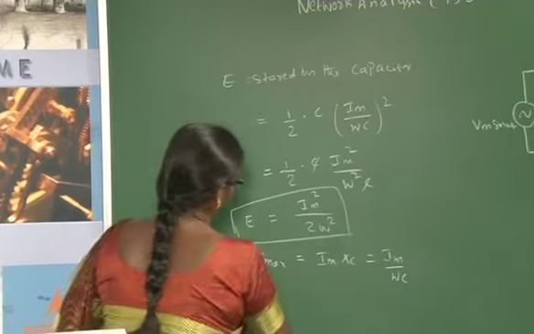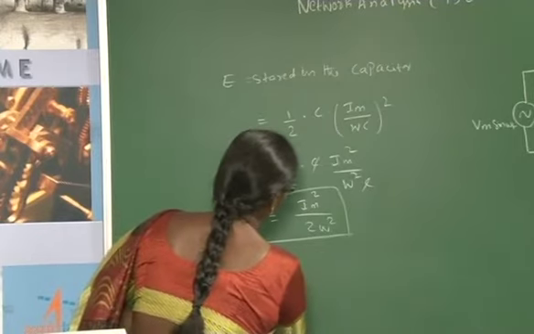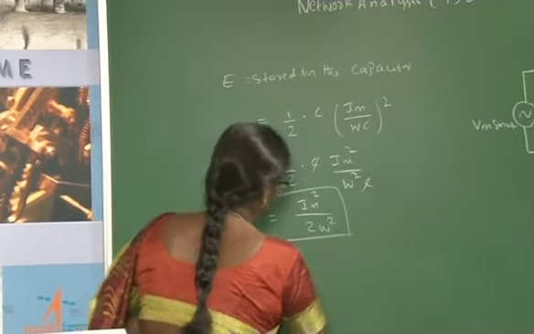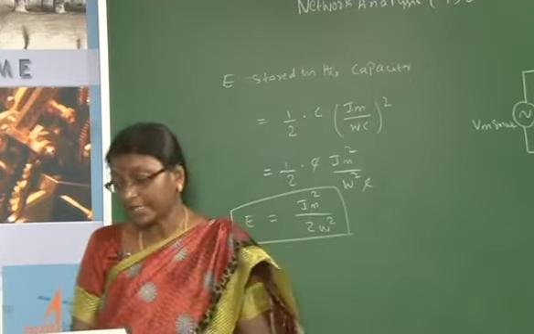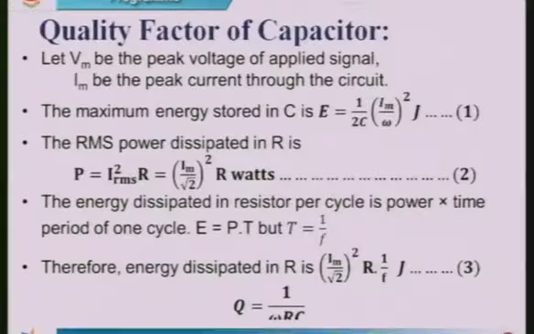And we have the same equation for the energy dissipated in the resistor. Since the energy dissipated equation is the same whether it is the RL circuit or the RC circuit, the only equation that changes is the energy stored in the capacitor. Now if you check equation 2, it gives you the RMS power dissipated in the resistor.